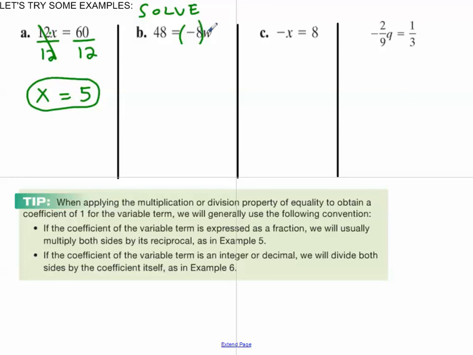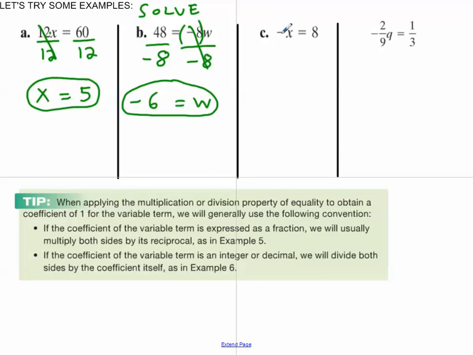So if I've got negative 8 times w, I've got to use the division property of equality to divide by negative 8 on the right side. And if we're using the property of equality, we've got to treat both sides equally by dividing by negative 8. Negative 8 divided by negative 8 gives me just 1w, or w, on the right side. And on the left side, 48 divided by negative 8: a positive divided by a negative is a negative. 48 divided by 8 is 6, and there's our answer. Negative 6 equals w, or w equals negative 6.